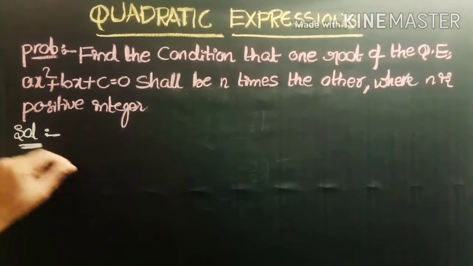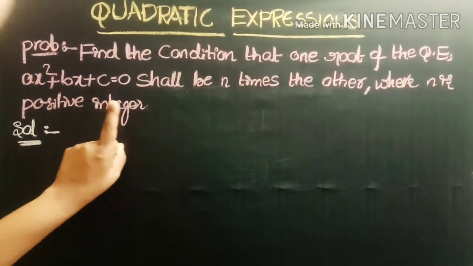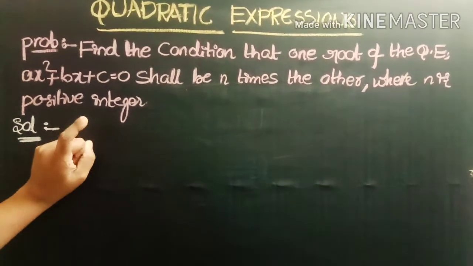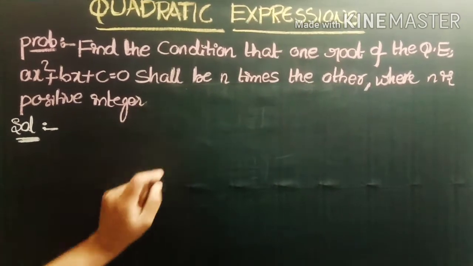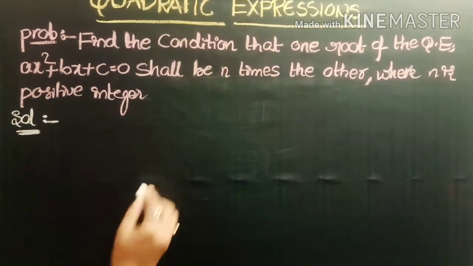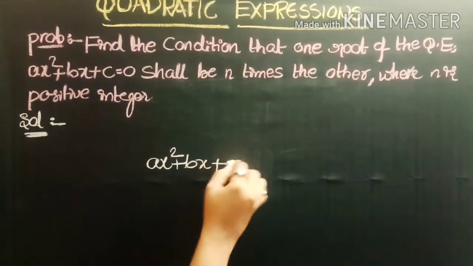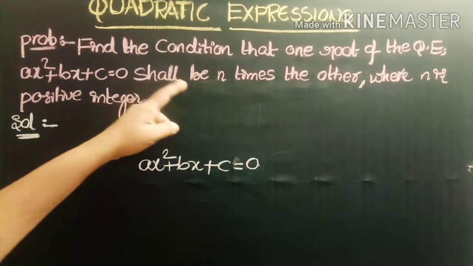First problem, find the condition that one root of the quadratic equation ax square plus bx plus c is equal to 0 shall be n times the other, where n is a positive integer. Find the condition that one root of the quadratic equation shall be n times the other. That's the given condition. So first here I write the quadratic equation. The equation is ax square plus bx plus c is equals to 0. This is given, and the given condition is one root is n times the other root.